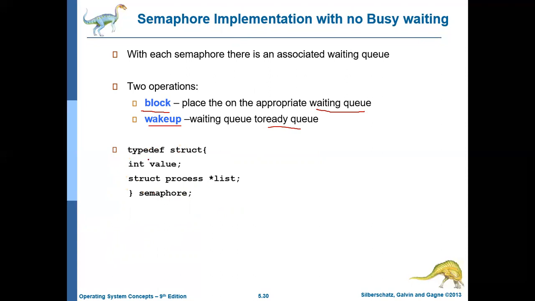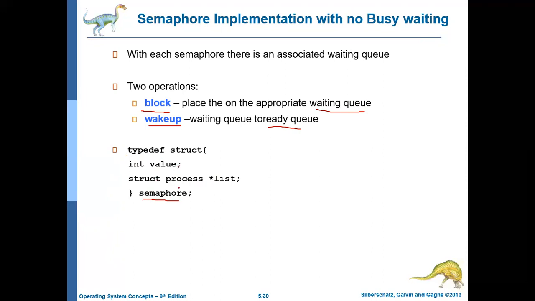So here we are defining a structure. This structure contains two variables. One is a value of type integer and the other one is a pointer to a particular process. This entire set, the structure variable, we call a semaphore.